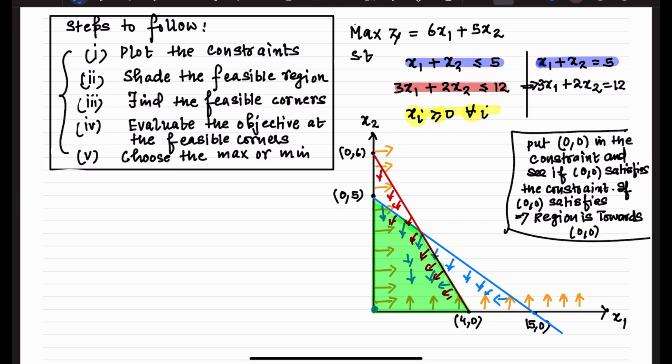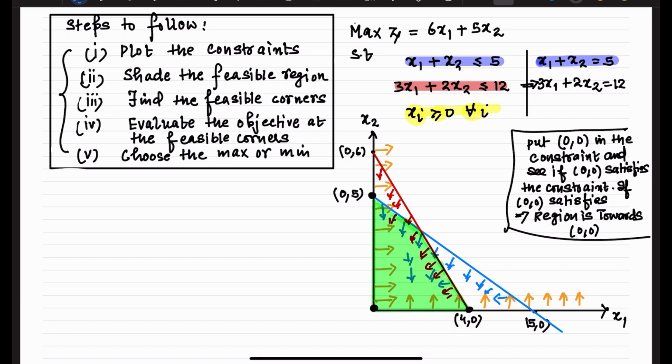Now we have drawn the feasible region. The next step is to find the corners of our region. See, this 0, 0 origin is a corner, 4, 0 is a corner, 0, 5 is a corner, and this point is also a corner. Okay, because here the constraints are meeting. Now let's say this point is A, that is 0, 0. Let's say this is B, 0, 5. Let's say this is D. Let's say this is C.